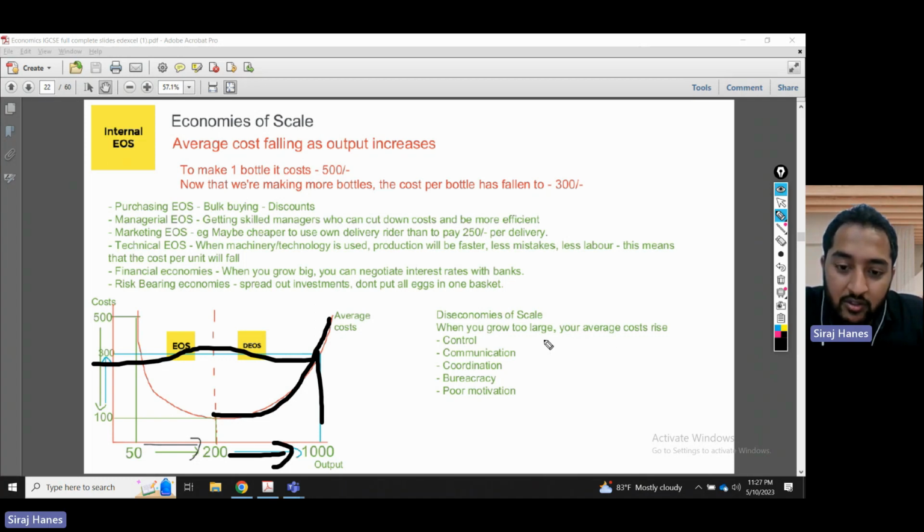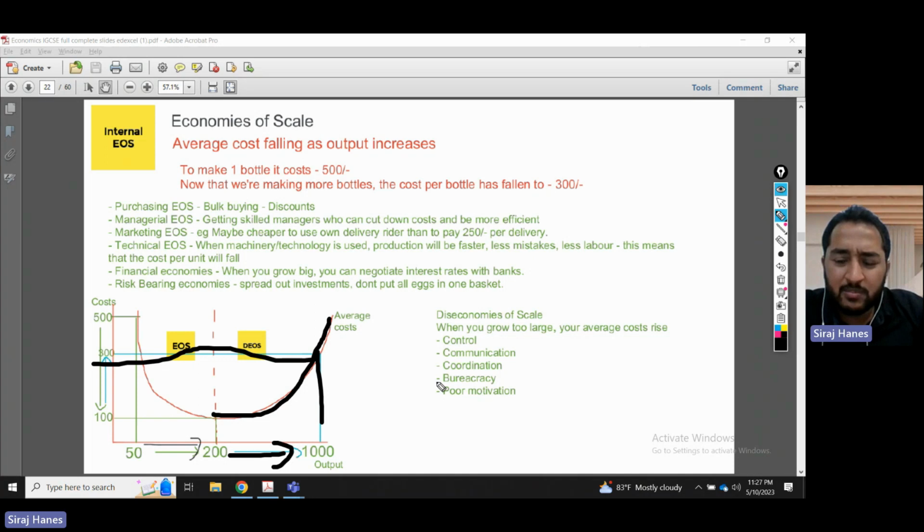When you grow too large, average cost rise because it's too large to control, difficult to control. People are making mistakes, wrong communication, wrong orders given, wrong things made, difficult to coordinate. You're in different countries, different time zones. Very hard. Costs will rise.